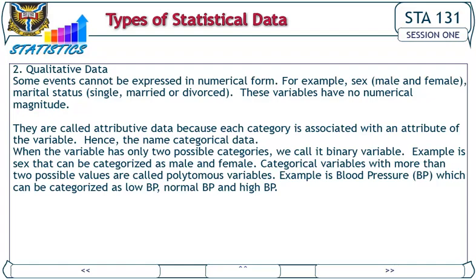When the variable has only two possible categories, we call it a binary variable. An example is sex, which can be categorized as male and female. Categorical variables with more than two possible values are called polytomous variables. An example is blood pressure, BP, which can be categorized as low BP, normal BP, and high BP.